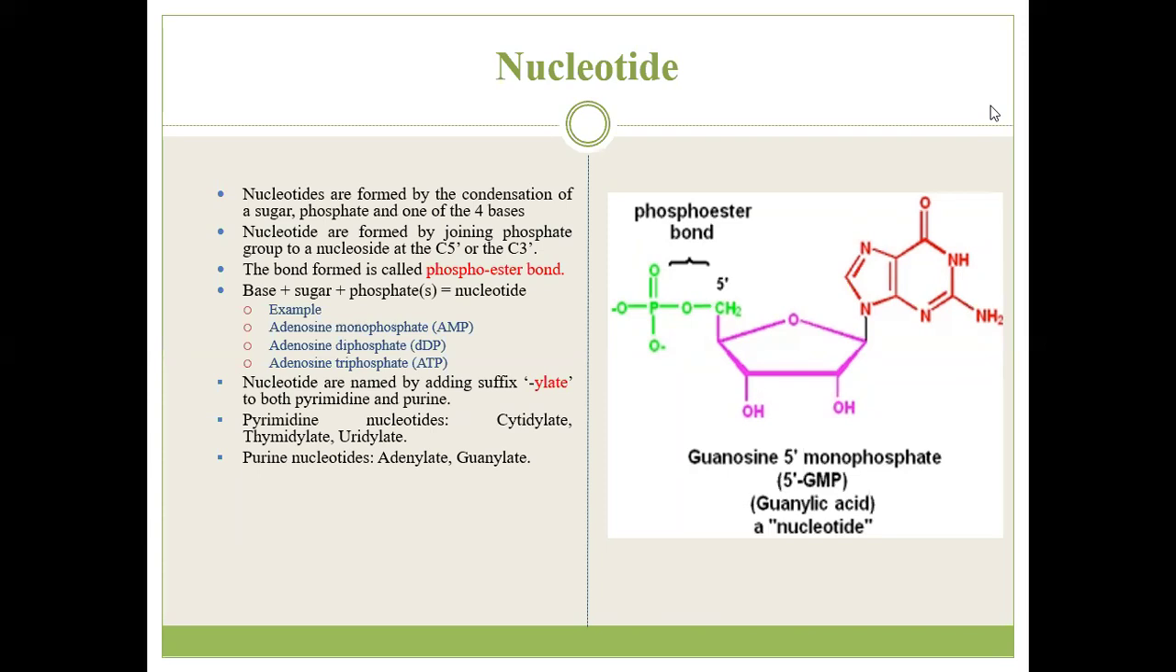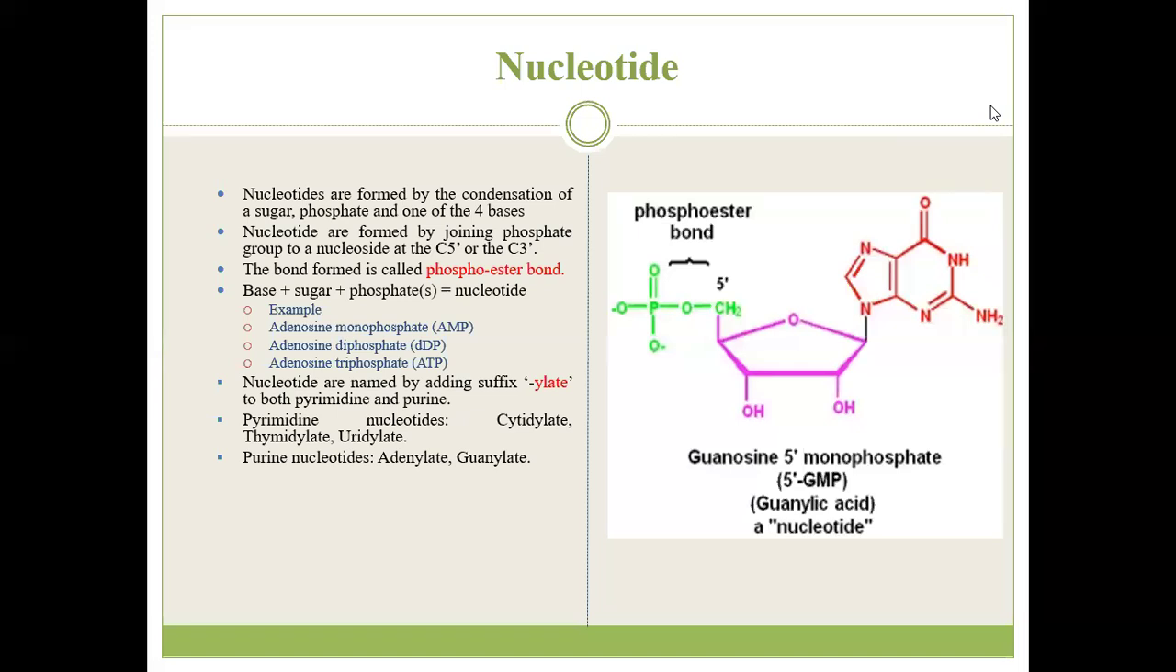Now you have adenosine. Adenosine, we know, is a nucleoside containing adenine and a ribose sugar. When you attach one phosphate group, it is called adenosine monophosphate. When 2 are attached, it's going to be adenosine diphosphate. When 3 are attached, it's going to be adenosine triphosphate.